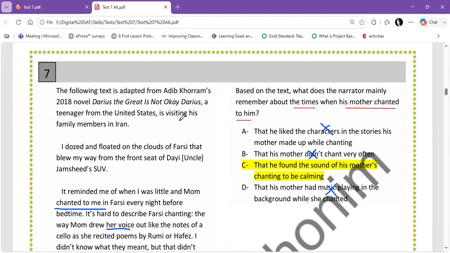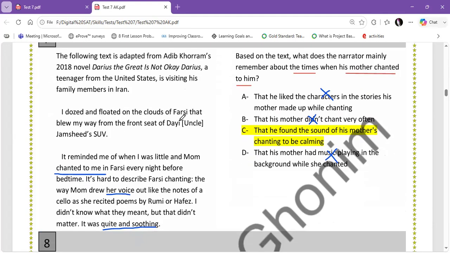It said the following text is adapted from Adib Khurram's 2018 novel, Darius the Great Is Not Okay. Darius, a teenager from the United States, is visiting his family members in Iran. I dozed, I slept, and floated on the clouds of Farsi that blew my way from the front seat of Uncle Jamshid's SUV. SUV is a kind of car. It reminded me of when I was little and mom chanted to me, sang to me in Farsi every night before bedtime. It's hard to describe Farsi chanting.